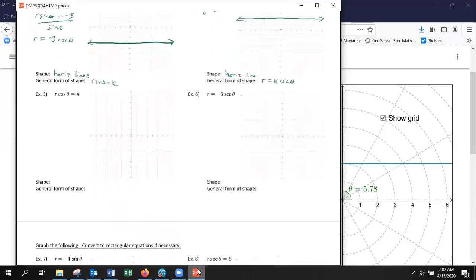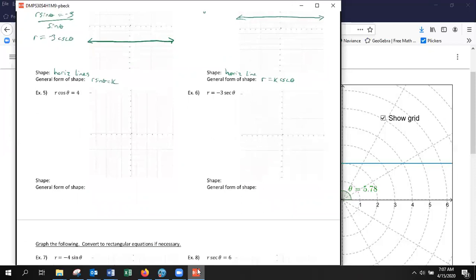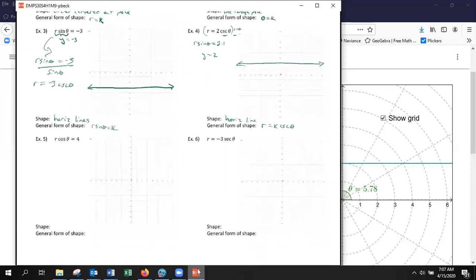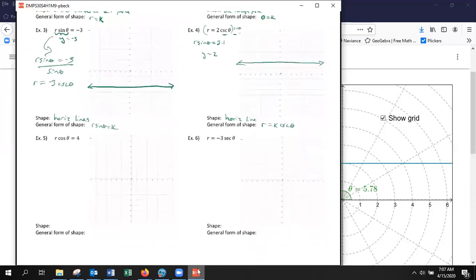So let's continue on. Our r cosine theta equals 4. Very similarly to what we did with the previous problem, r cosine theta is equivalent to x. So this should be the line x equals 4. And that line is a vertical line. So our shape is a vertical line. The general form of this shape is r cosine theta equals whatever that k value is.